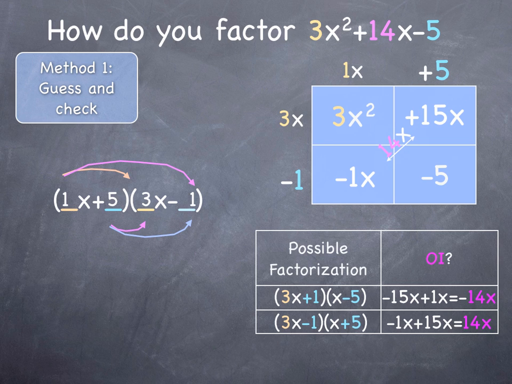Notice if I take those two factors, x plus 5 and 3x minus 1, and I multiply them together using FOIL, the first term, 1 times 3x, gives me 3x squared. The outer terms, 1x times negative 1, gives me negative 1x. The inner terms, 5 times 3x, gives me 15x. And the last terms, 5 times negative 1, gives me negative 5.